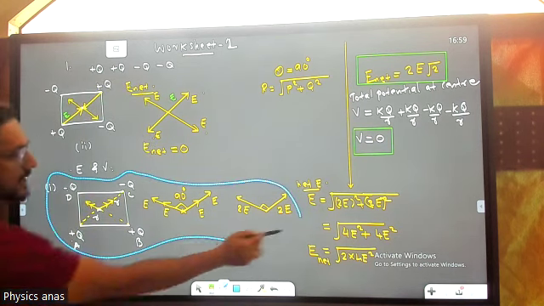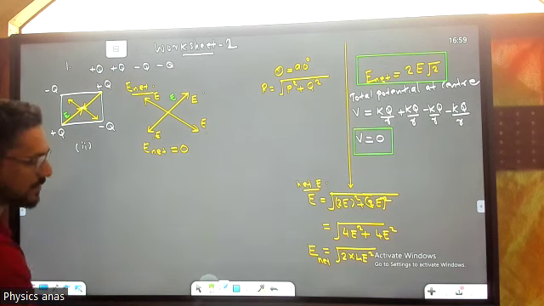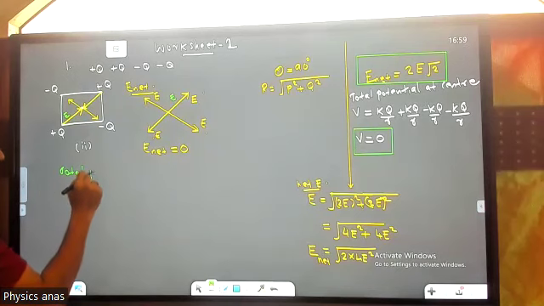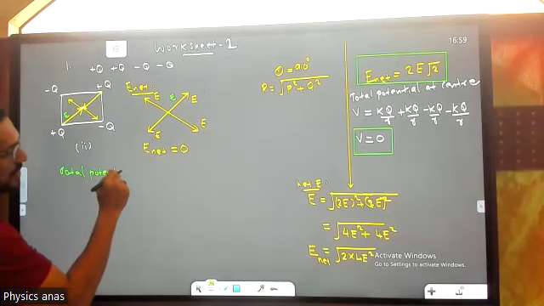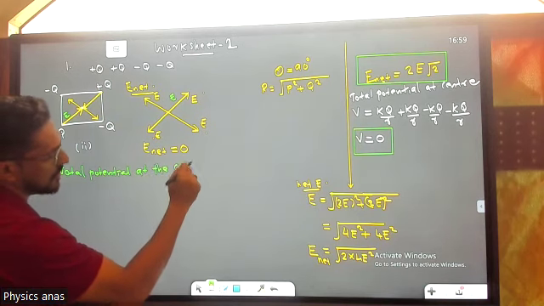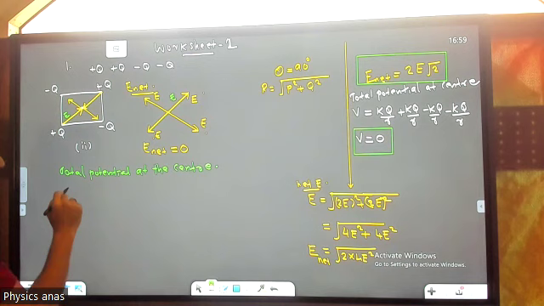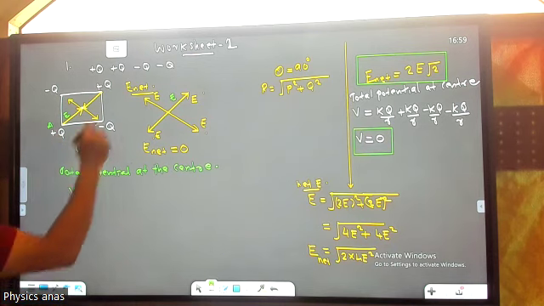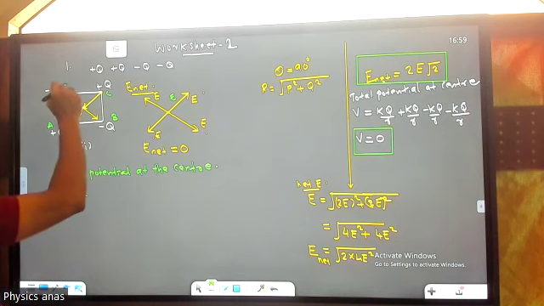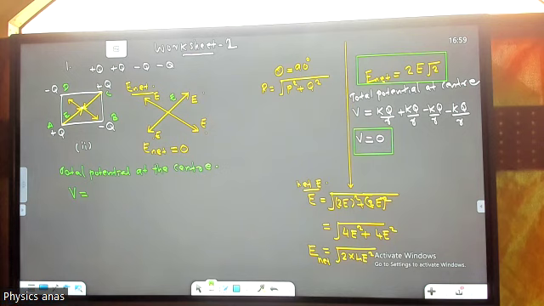And try to find the net potential. What is the value of total potential at the center, V? How can you find V? Just give names for each vertex: A, B, C, D. What is the potential due to plus Q? KQ by R. It has no direction.